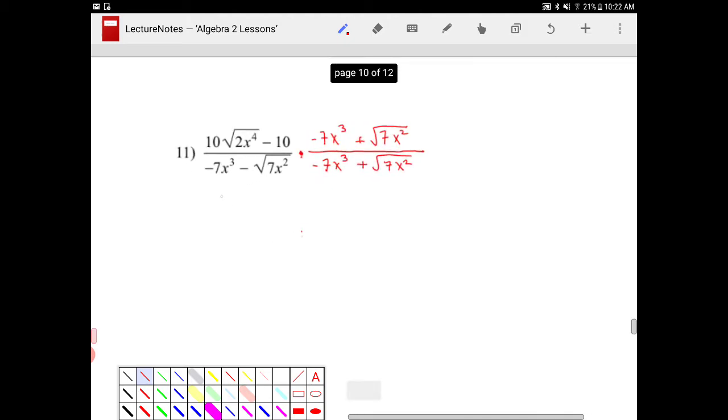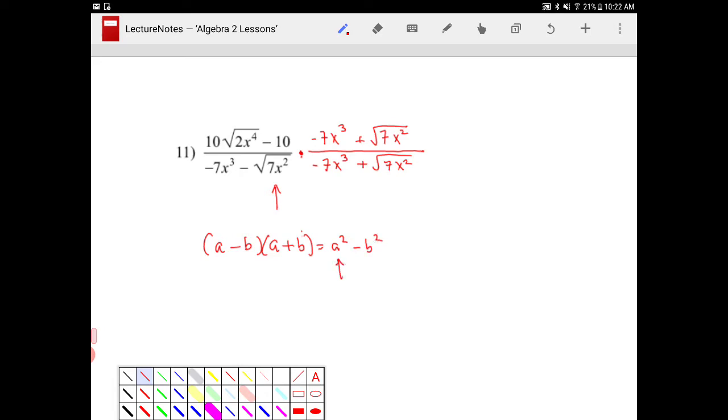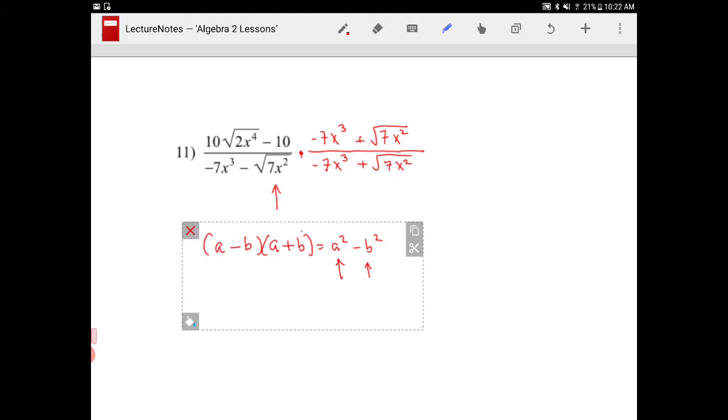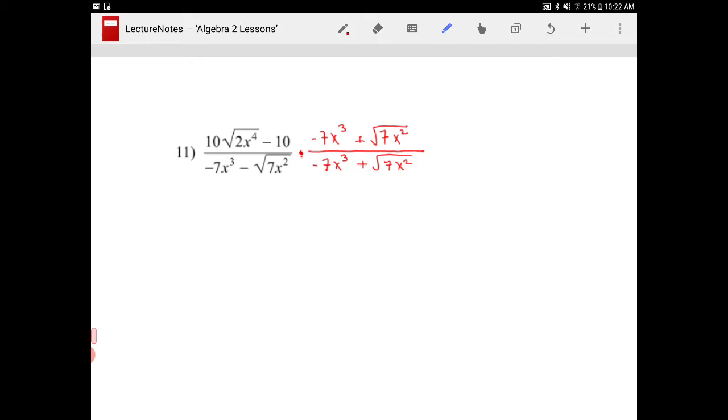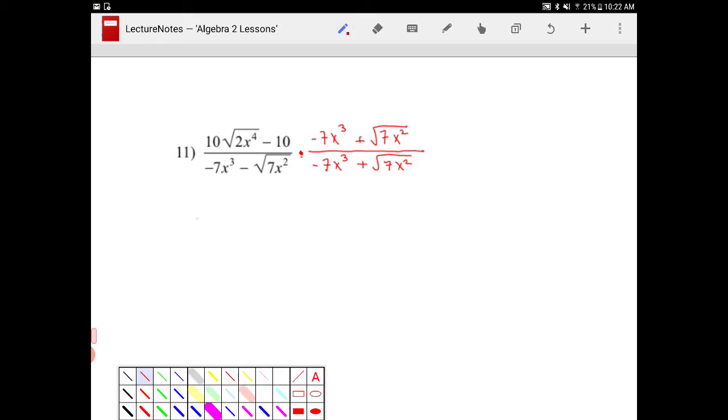Again, I want to rationalize this, and the only way that I can do that is by multiplying. If I have a minus b, the conjugate of that will be a plus b, right? And therefore I'll end up with a squared minus b squared. Both of these will end up being rational as a result. Okay, so with that said, let's try and work with this.